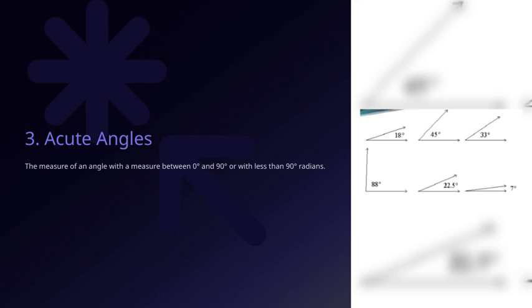They're quite common in various geometric shapes and real-world objects. Remember, if you see an angle that's smaller than a right angle, it's an acute angle. Recognizing these angles helps us understand the structure and properties of different shapes. So, in summary, anytime you see an angle measuring between 0 and 90 degrees, you're dealing with an acute angle.